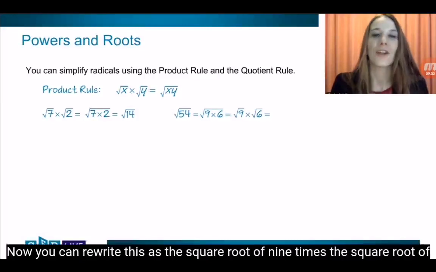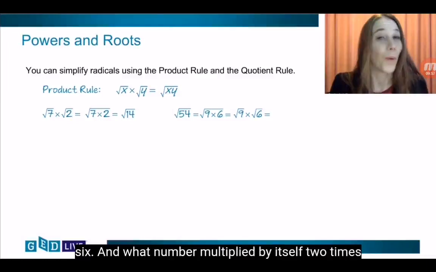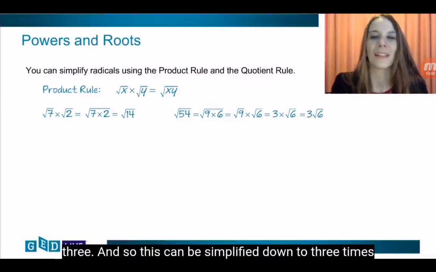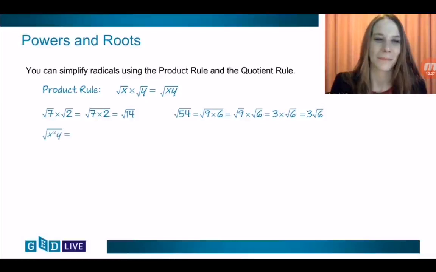Now, you can rewrite this as the square root of 9 times the square root of 6. And what number multiplied by itself two times will give you 9? Well, that's going to simplify down into 3. And so this can be simplified down to 3 times the square root of 6.